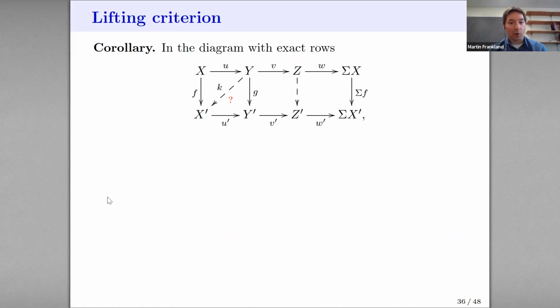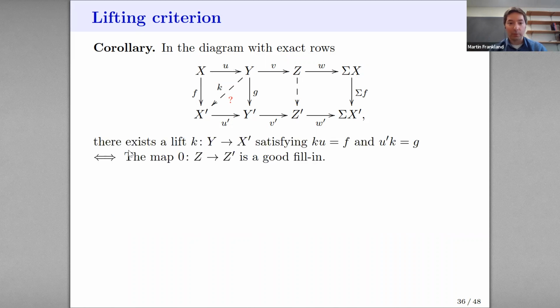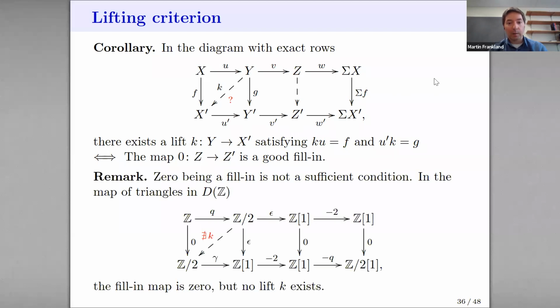And here's a fun little corollary. Well, let's say you're starting with a square and you're trying to find a lift. As homotopy theorists, that's something we look at all the time, trying to lift in a square. Well, you can extend the rows to cofiber sequences, so exact triangles. And then this previous slide was saying that there's going to be a lift if and only if 0 is a good fill-in in that third row. But 0 being a fill-in is not sufficient. If you want a small counterexample, you can look at this diagram in the derived category of abelian groups. 0 is a fill-in, but there is no lift. So you really need 0 to be a good fill-in. All right.